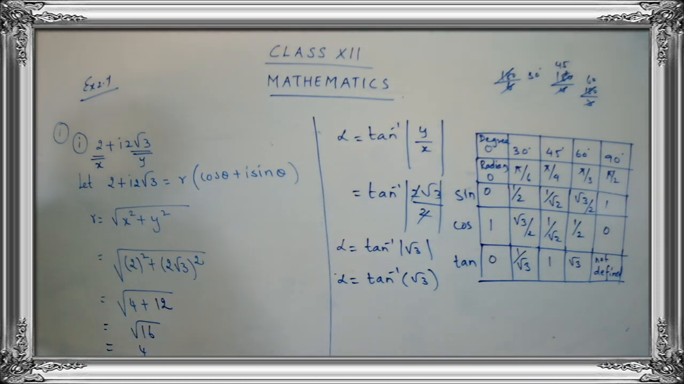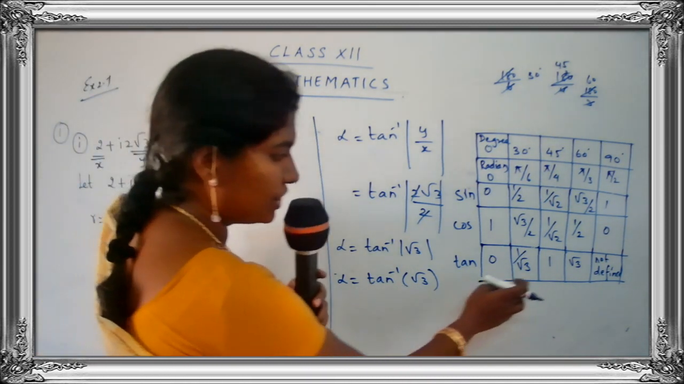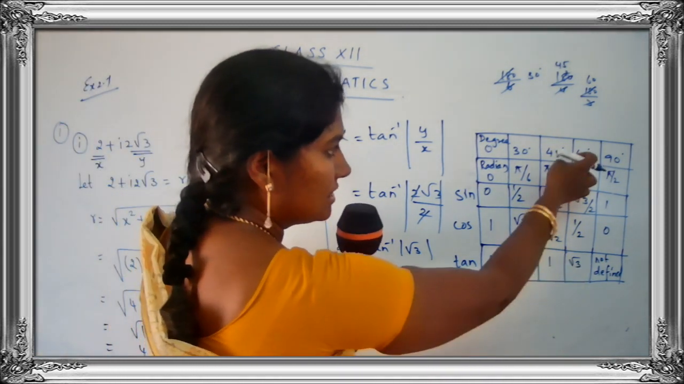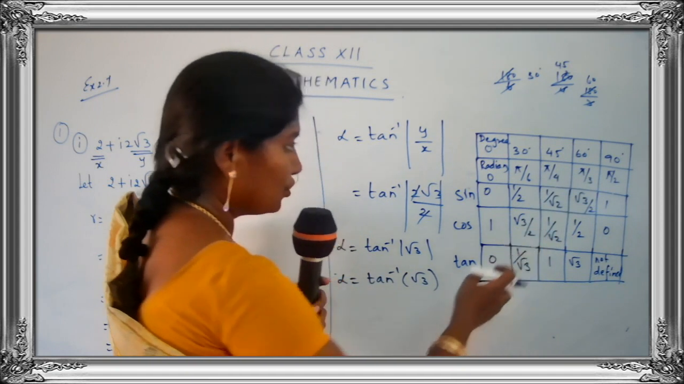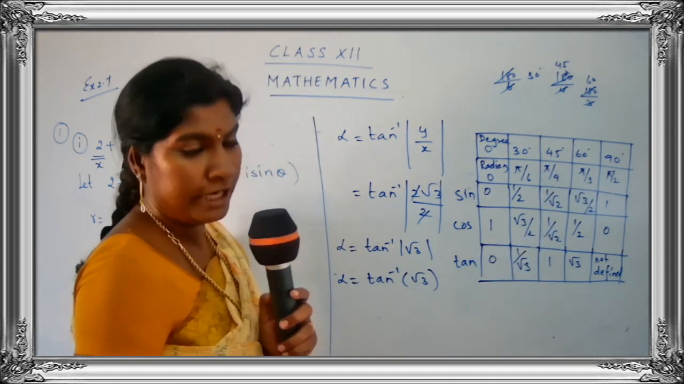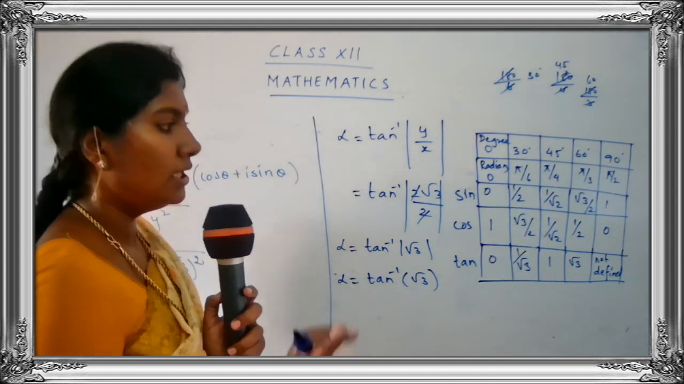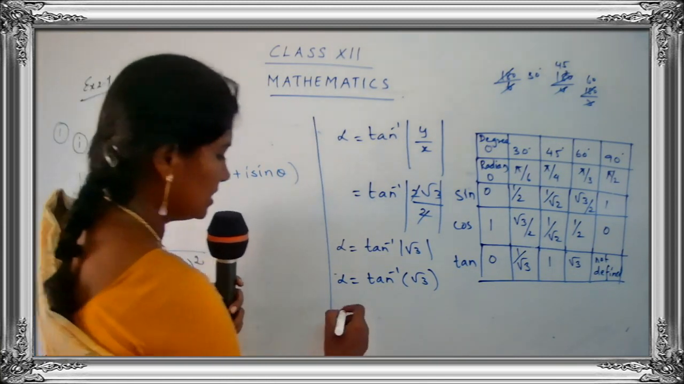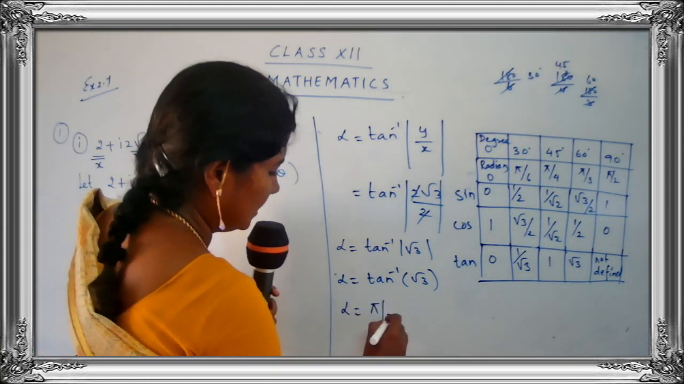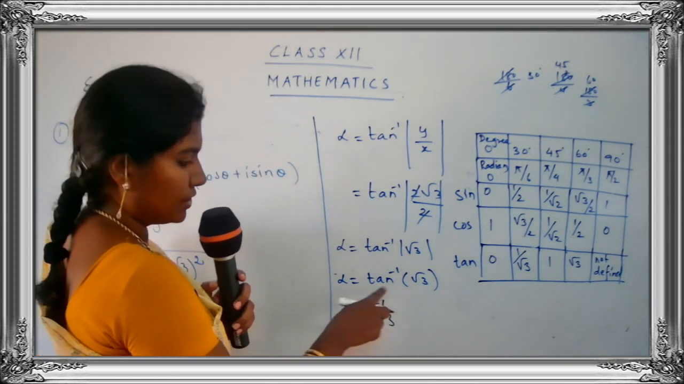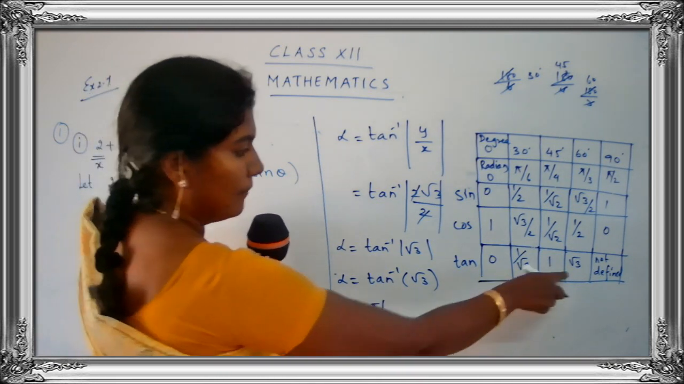Okay, now see here. I want tan inverse root 3. So where is root 3 here? Here. That means 60 degrees, that is pi by 3. So you are going to write down the answer in terms of radians. Do not use degrees over here. Write the answer in radians. So you get alpha is equal to pi by 3. Tan inverse of root 3 is pi by 3.